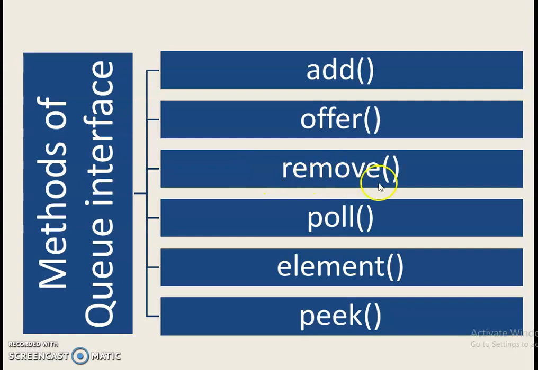Next we have the remove method. The remove method is used to remove the head of the queue, and poll is similar to remove, but the difference is when the operation is not successful, remove throws an exception, but poll returns false, right? Next we have element. This method returns the head of the queue, and peek is similar to element, but the difference is the same. Again, element throws an exception when the operation is not successful, but peek returns false, right?